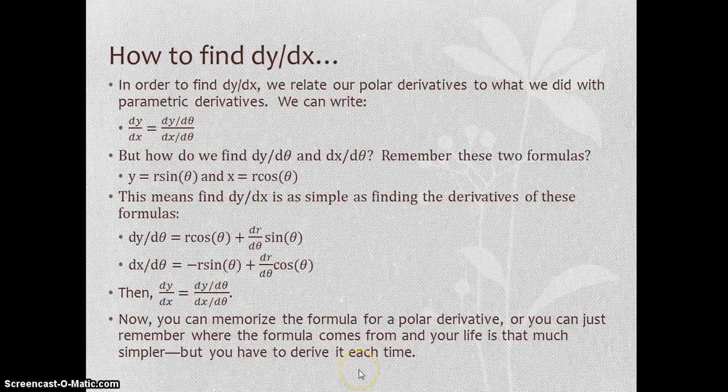Your book has the formula in it for a polar derivative, which is something that you can just memorize, or you can remember that the formula comes from our conversions, and so all you need to do is essentially derive it each time, but you only need to know what the conversions are.